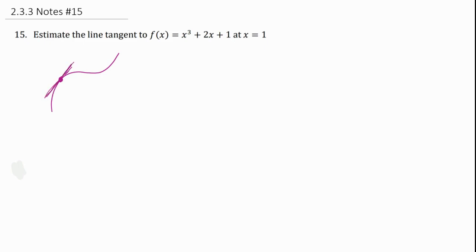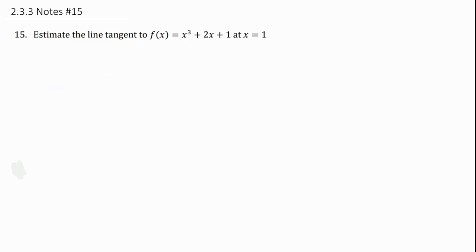Okay, so a tangent line looks something like this, or like if it was right here, my tangent line would look something like this. So the steeper the curve at that point, the steeper the slope will be. Or if it's a negative slope at that curve, then it will have a negative slope. Because again, the slope of the tangent line is the same as the slope of the curve at that particular point. So we're going to estimate the tangent line.